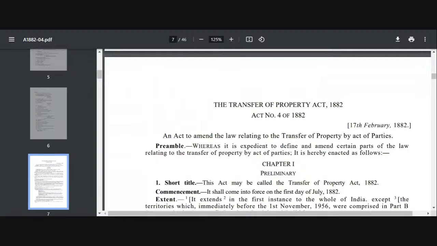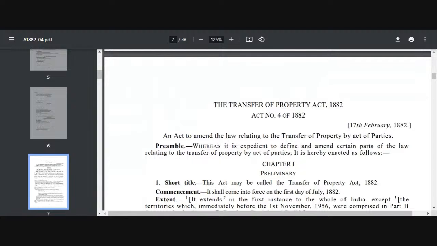Whenever you start any act, you should always go through the content first, then go through the preamble. As you can see here, we have the preamble, and what does the preamble say? After the content, when you come to the preamble, always try to find out what is the object of the act. For what reason was this act enacted? What was the law before this act was enacted? Is this the first act?